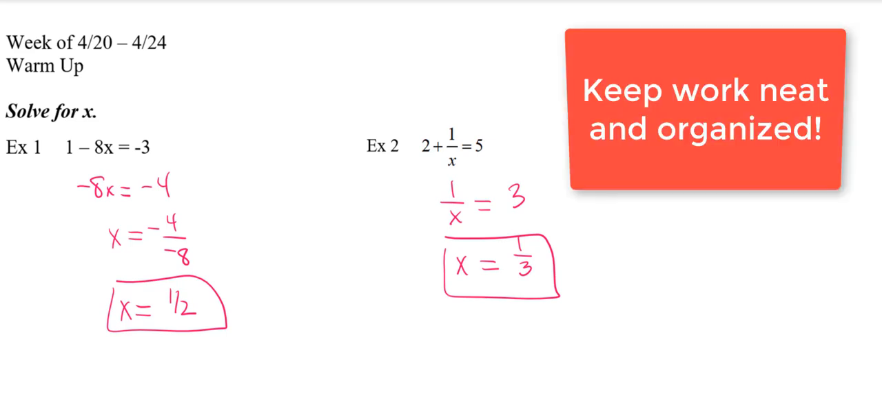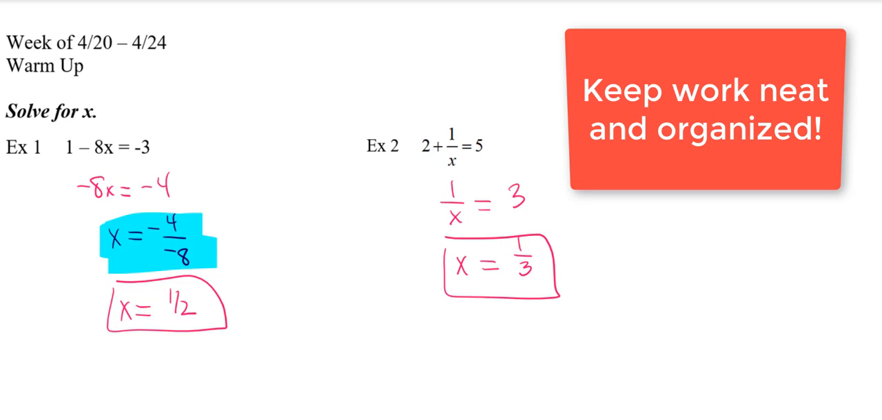Now, you don't have to necessarily show this middle step because some of you are at this level where you know -4 divided by -8 is positive 1/2. So you could skip that step that I highlighted there and get right to x equals 1/2. But what I do want you to pay attention to, equal signs. Nice, neat, organized, one lined up right on top of the other. Now let's take a look at example 2.